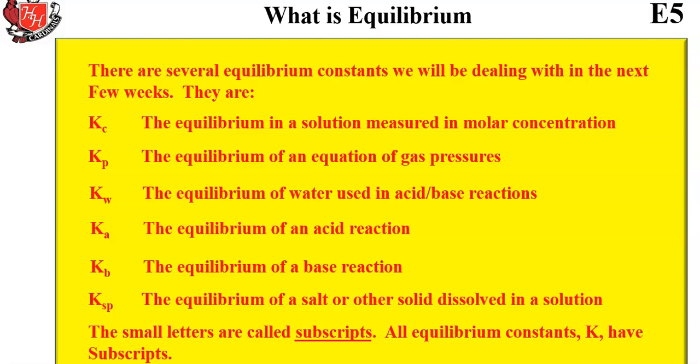Ka is the equilibrium constant of an acid reaction. That's called the dissociation constant of an acid. Kb is the equilibrium constant of a base reaction. That's the dissociation constant of a base. And Ksp is called the solubility product. That's the equilibrium of a salt or other solid dissolved in a solution. In other words, how much of it dissolves and how much of it stays together as the solid. The small letters are called subscripts, and all equilibrium constants, capital Ks, have subscripts. They have to specify what they are the equilibrium of.